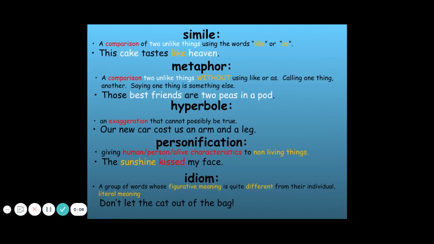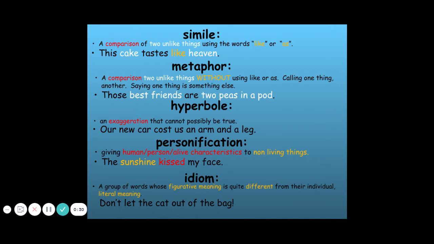Hey guys, we're jumping into our sixth type of figurative language today, but first let's review the five that we've gone over. We talked about similes and metaphors first. Remember, these both compare unlike things, but similes are going to use the words like and as, and then metaphors are just going to say that one thing is another thing, okay? So for example, a simile: this cake tastes like heaven, where our metaphor is going to be: those best friends are two peas in a pod.